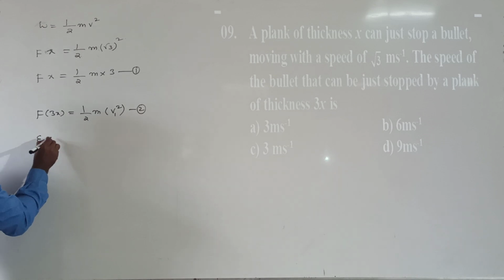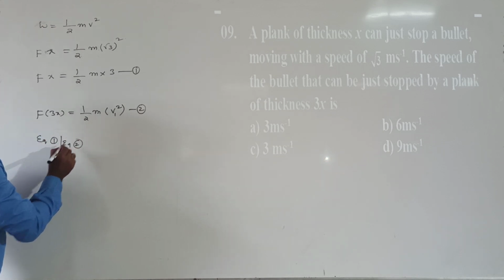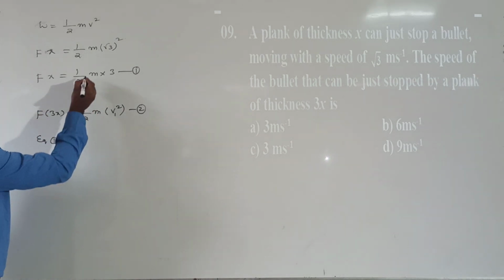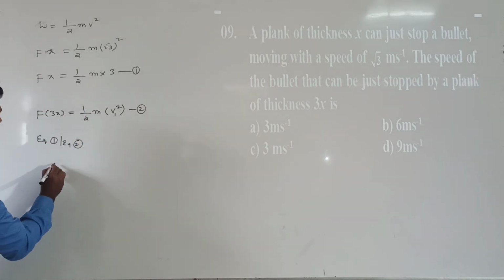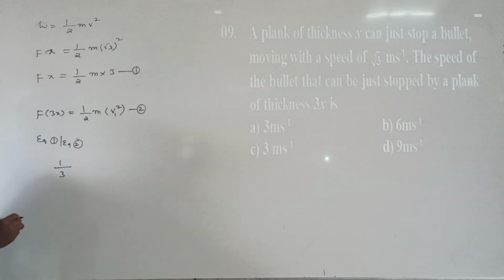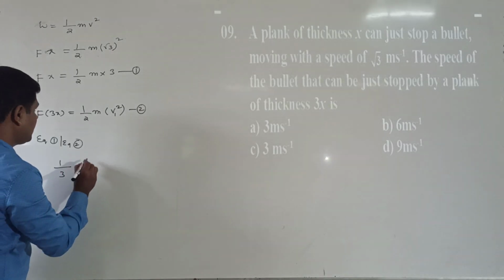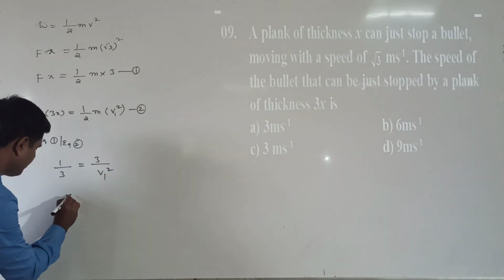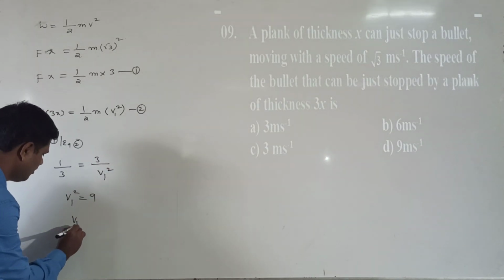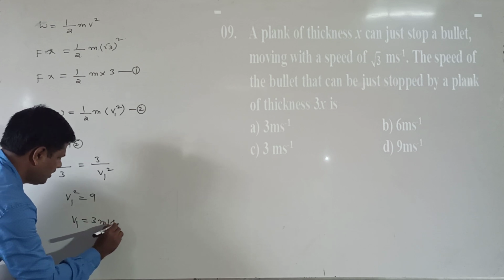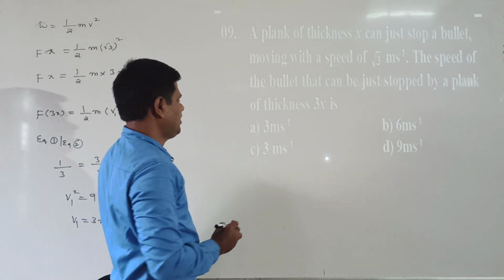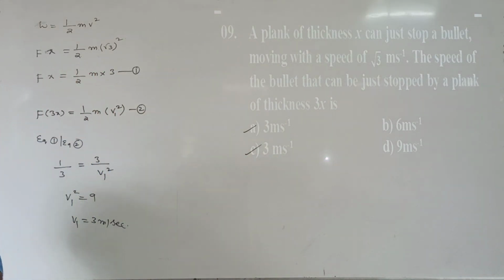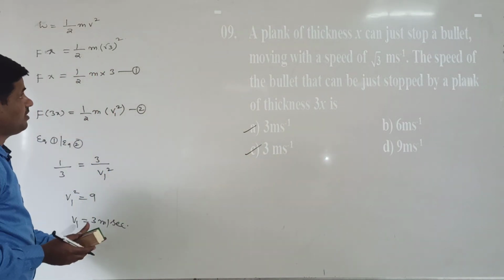Now equation 1 by equation 2. F cancels, x also cancels, and 1 by 2 m, 1 by 2 m also cancels. Remaining is 1 by 3 is equal to 3 by v1 square. So what are we getting here? v1 square is equal to 9, v1 is equal to 3 meter per second. So 3 meter per second is given in both the A option and the C option, so both options are correct. v1 is equal to 3 meter per second.